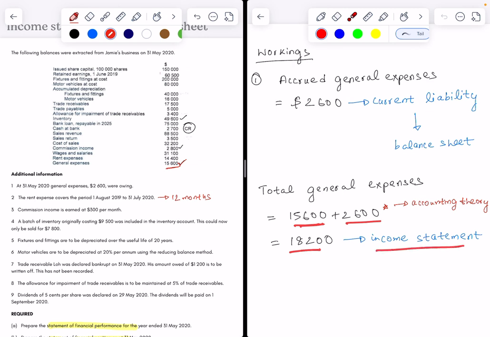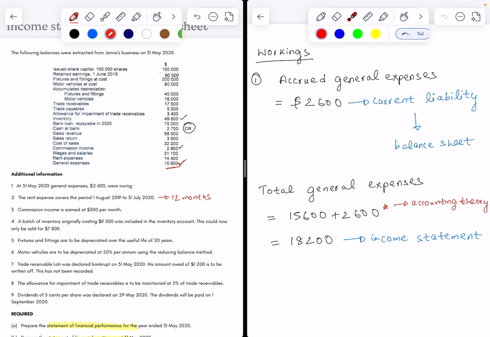Now, why are we adding $2,600? This is mainly because of the accrual basis accounting theory, which says that expenses are to be recorded as incurred, not necessarily when cash is paid. Here we know that this amount is accrued and cash hasn't been paid, but this has been incurred in the financial year ending 31st of May 2020, and therefore is to be added with $15,600 to find the total general expenses of $18,200, which we will report in the income statement.